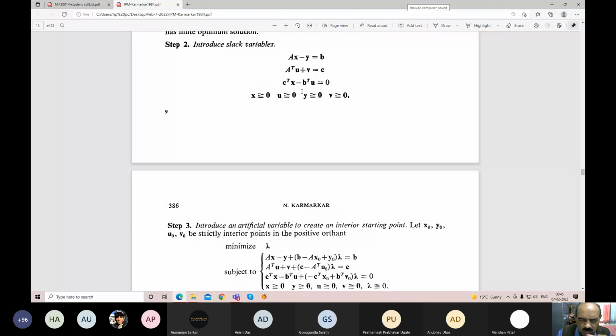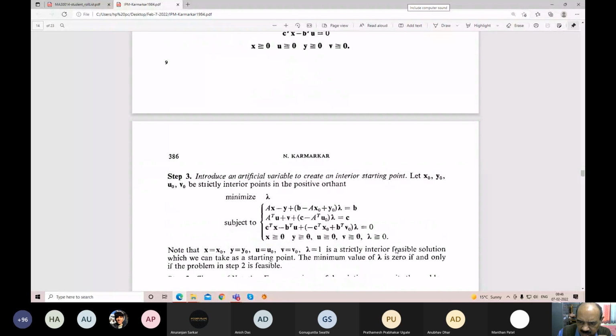There is no objective function. So we have to create another rule for how to make artificial variables. Here there is only one artificial variable, that is lambda. Lambda is the multiplier. Here also, similarly, these are also multipliers. And we are also talking about the artificial variable. So introduce an artificial variable to create an interior starting point.